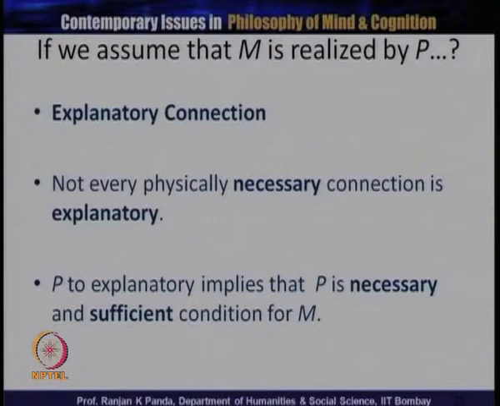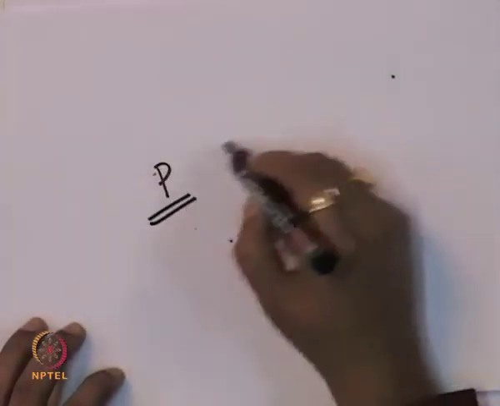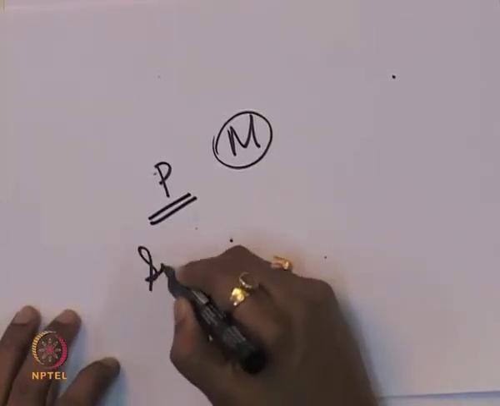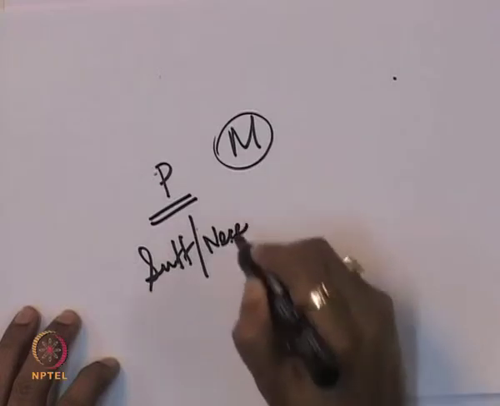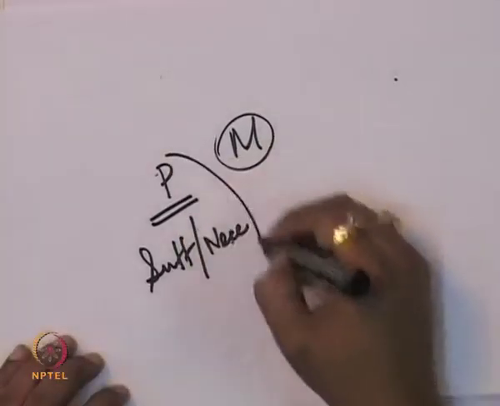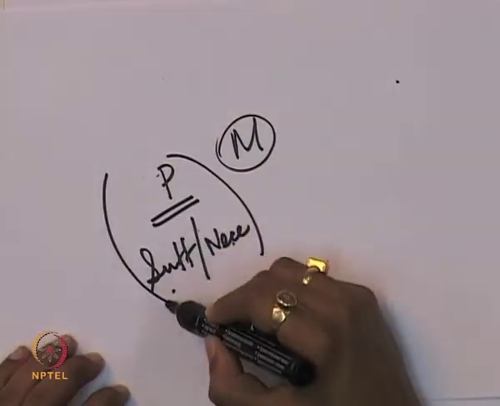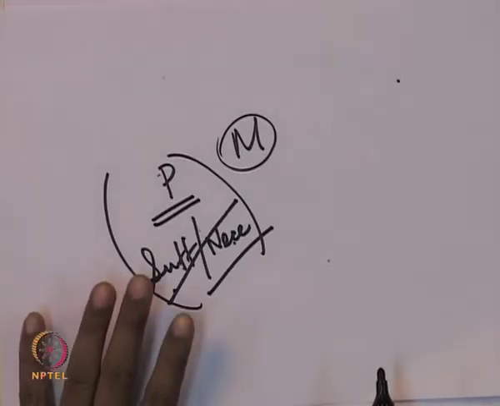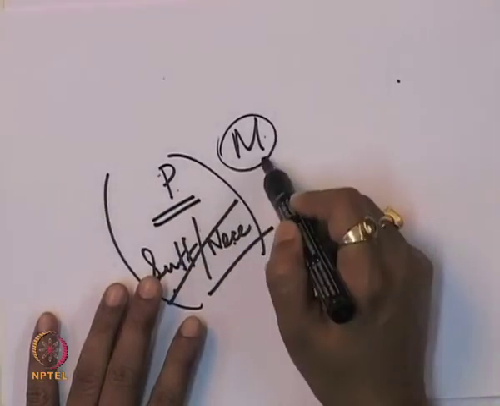What happens when we talk about explanatory connection? Not every physically necessary connection is explanatory. To be explanatory implies that P is a necessary and sufficient condition for M. If P is a property which can explain M, then P must be not only causally sufficient, but must also fulfil a necessary condition to talk about M. Unless that happens, we cannot say that P would explain M.